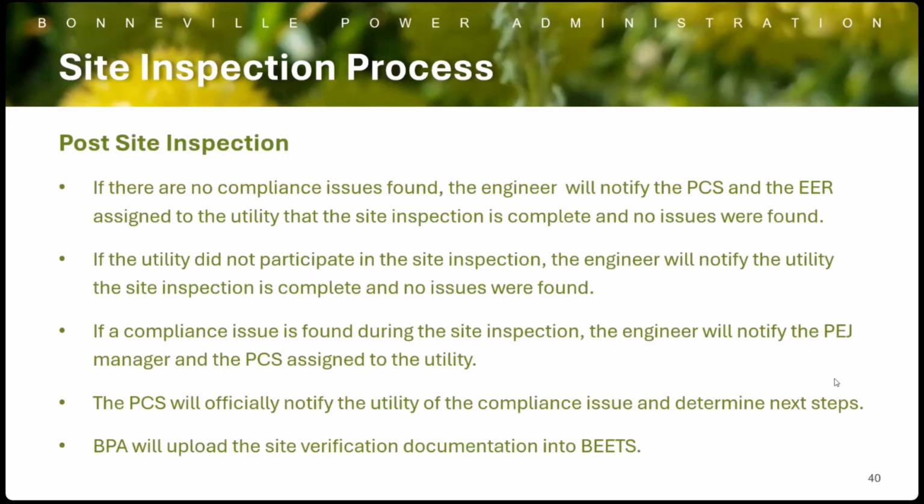So after the site inspection, and I'm going through this and then we'll get to the FAQs because that's where the key information is, if there are no compliance issues found, the engineer will notify the PCS that the inspection is complete. If you, the utility, didn't go on site with the engineer, they'll notify you as well. If a compliance issue is found, and we'll go into more detail in the FAQs, they'll notify the PCS and myself, and then the PCS will work with you on the compliance issue and determine next steps.